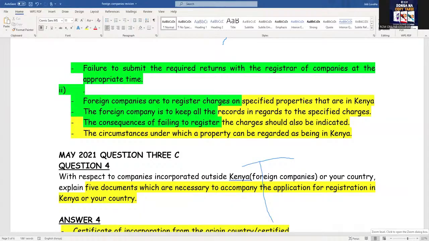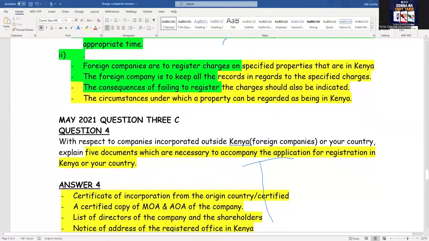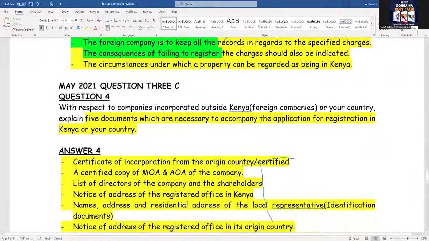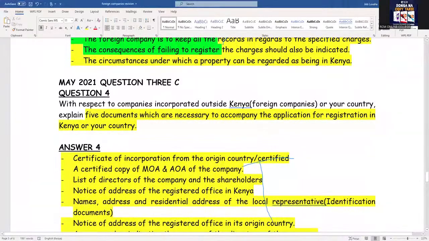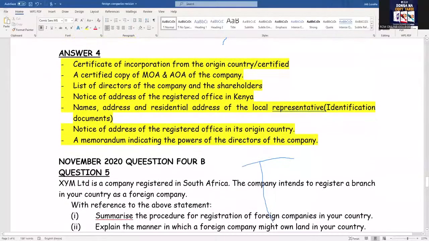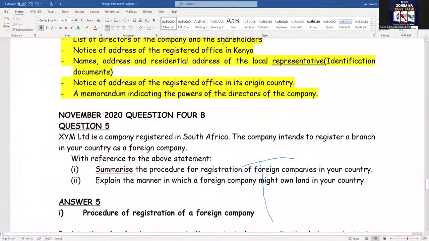Then the last one that you can look at is this one, May 2021. With respect to companies incorporated outside Kenya or your country, explain 5 documents which are necessary to accompany the application. This one, we've already looked at it. The certificate of incorporation is a repetition of that other question we've looked at. So maybe it could be the last one.